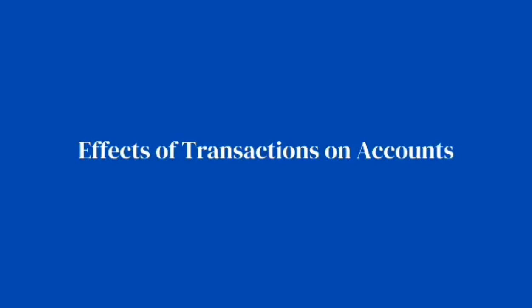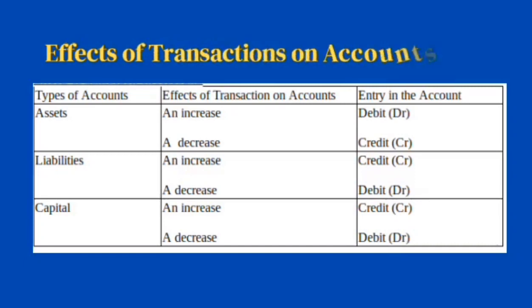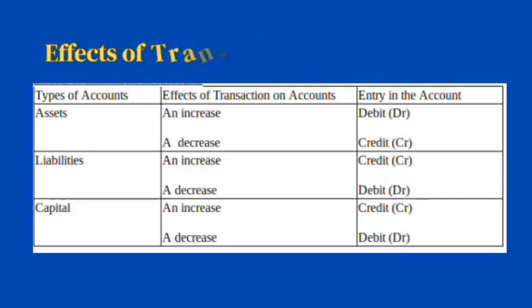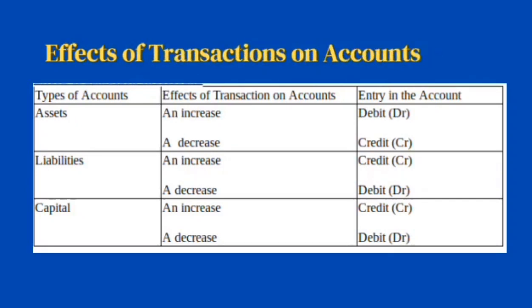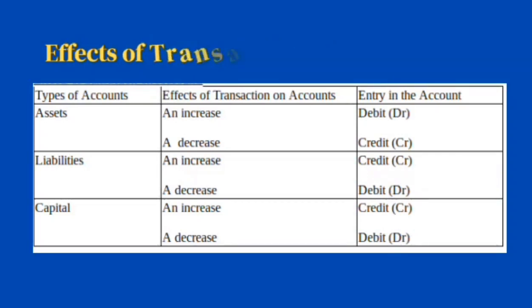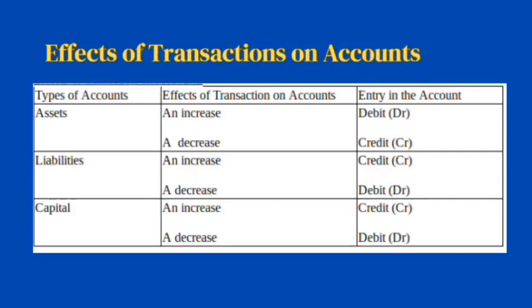Effects of transaction on accounts. So here we have the three real accounts: the asset, liability, and capital. As assets increase, we debit. As assets decrease, you make a credit entry. As a liability increases, you make a credit entry. And as liability decreases, you make a debit entry. As capital increases, you make a credit entry. And as capital decreases, you make a debit entry.